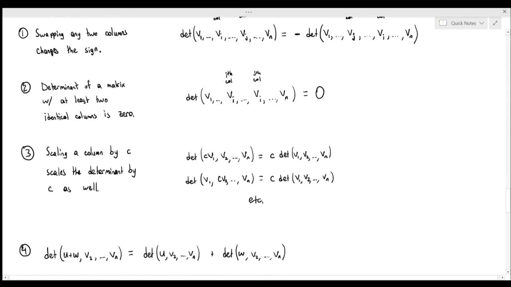We still have the property that if you're multiplying one of the vectors by a scalar, then you can pull it out to the front. Okay. So scaling a column by some number c will scale the determinant by c as well.